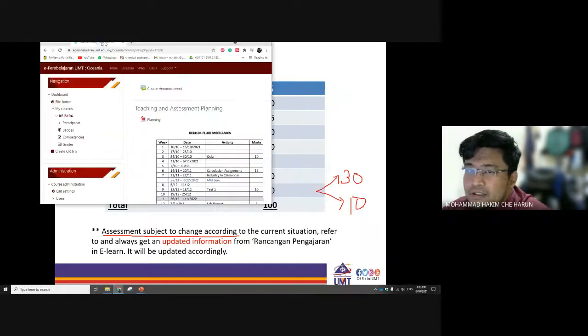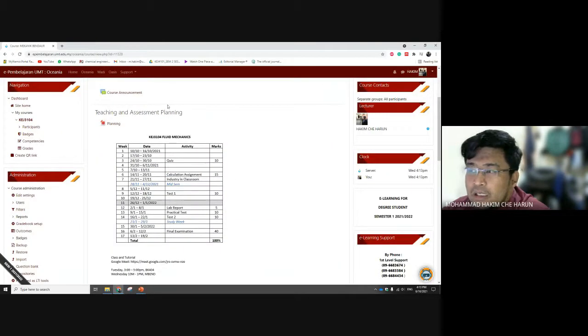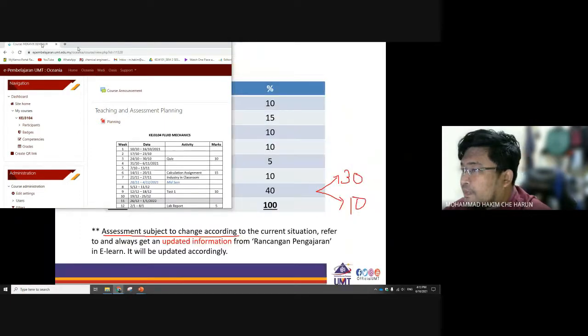Always check your Oceania or eLearn. Please check. We have put here the teaching and assessment planning for you to refer to. If there are any amendments or updates that we're going to make, please have a look. Insyaallah, we're going to make sure to let you know in the WhatsApp group and everything.